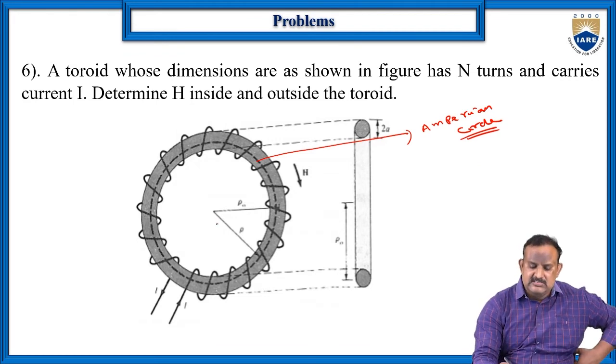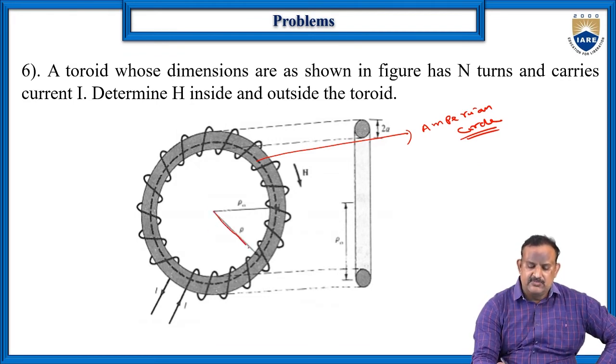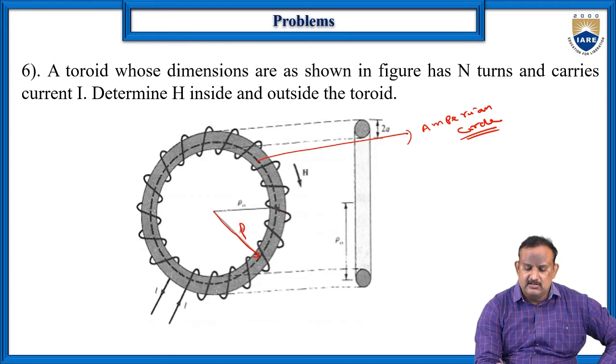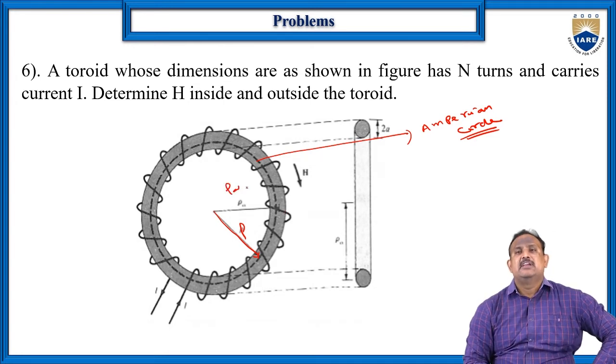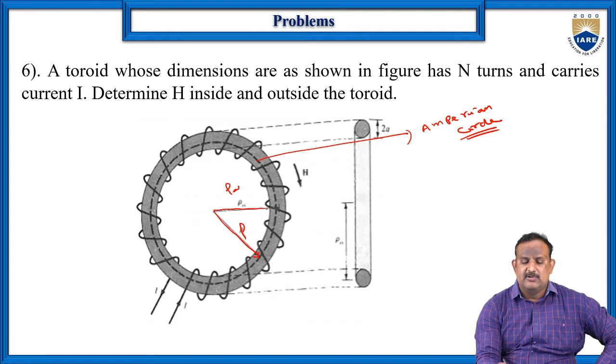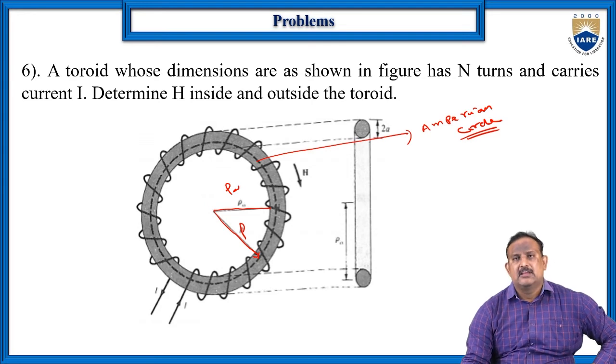Here rho is the radius of the Amperian path, and rho A is the actual radius of the inner part of the toroid. Rho A is the radius of the inner part of the toroid, and rho is the radius of the Amperian path or mathematical circle.